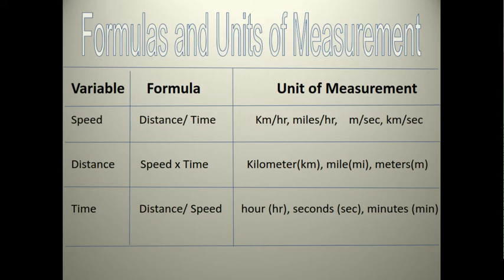Calculating distance, we need the following two: we need speed and time. So we need to know how fast the object's going and how much time it did it in, and then we would be able to calculate how far it went. Some common units of measurement that we're going to use: kilometers, miles, meters, maybe even centimeters or millimeters.